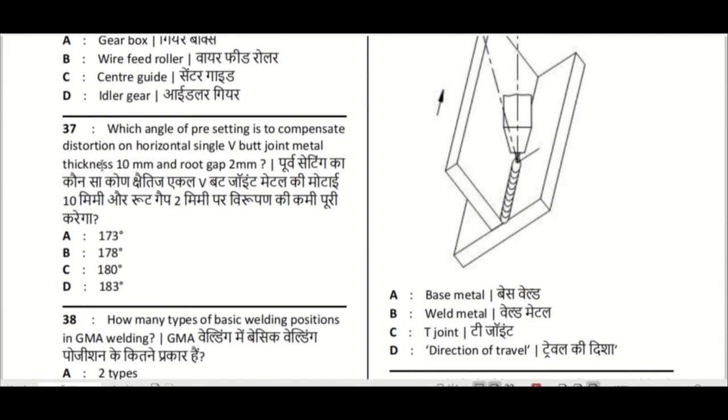Which angle of presetting is to compensate distortion on horizontal single V-butt joint, metal thickness of 10 mm and root gap of 2 mm? Angle of presetting for horizontal single V-butt joint is 183 degree.